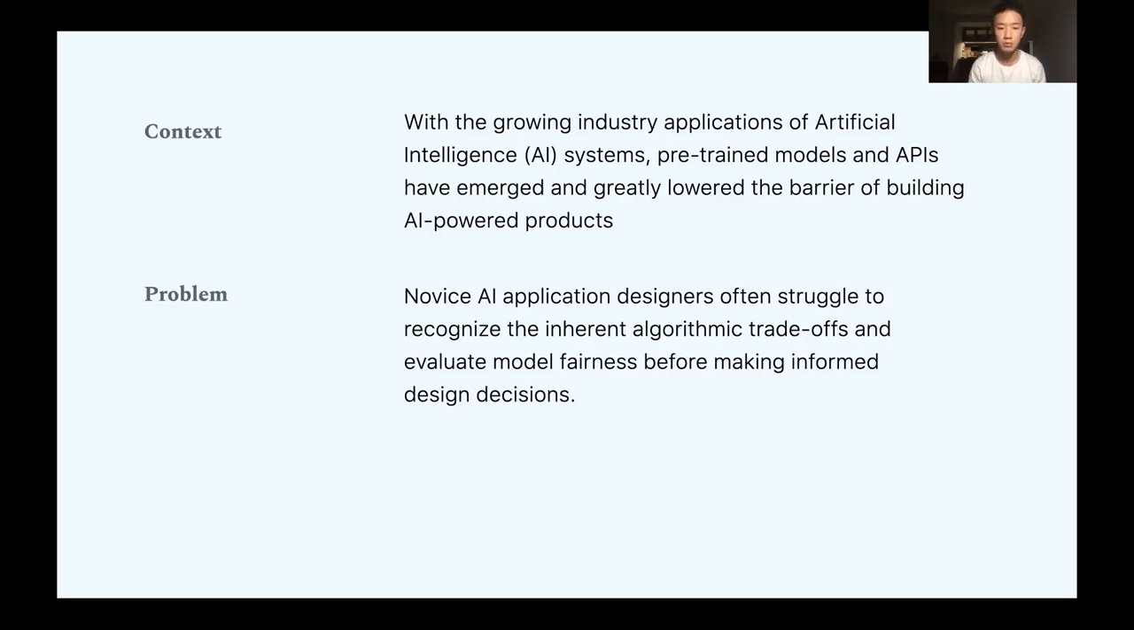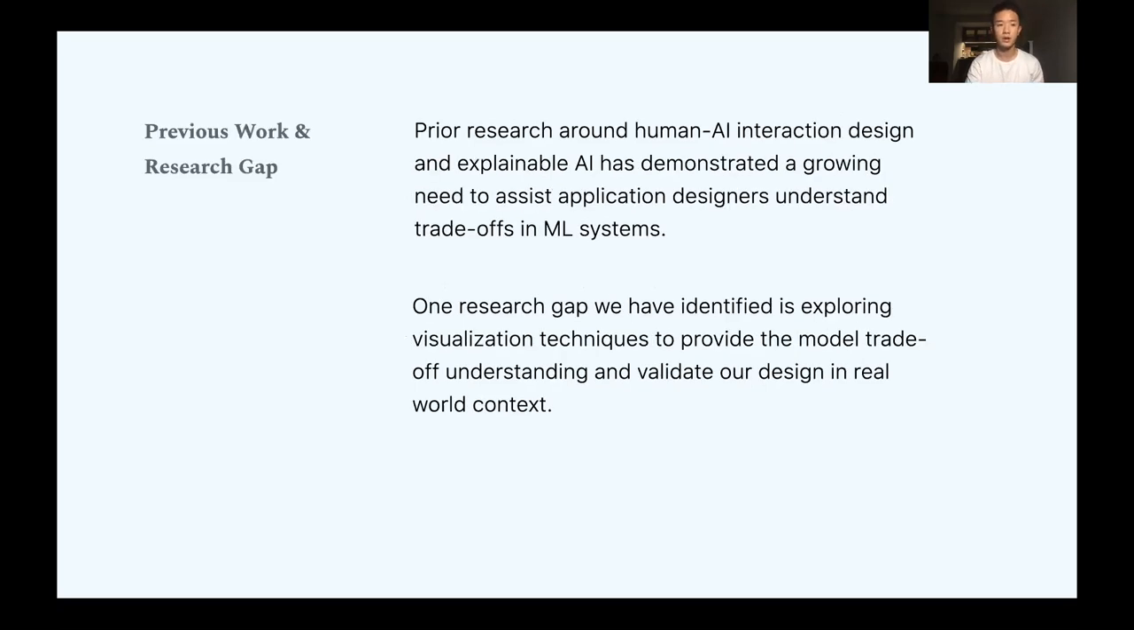The problem that comes with it is that novice AI application designers, defined as both designers and developers who are building AI products, often struggle to recognize the inherent algorithmic trade-offs and evaluate model fairness before making informed design decisions, because of the lack of ML expertise in the design process.